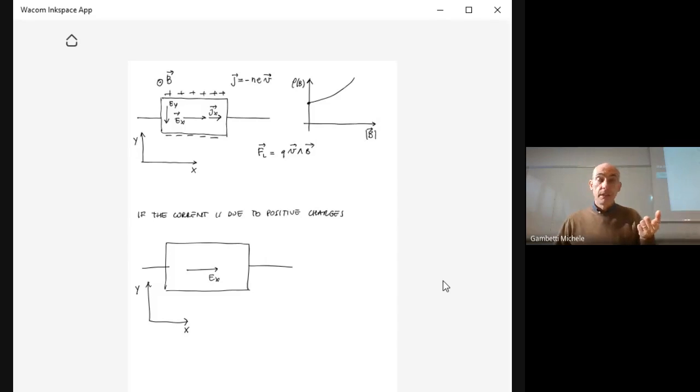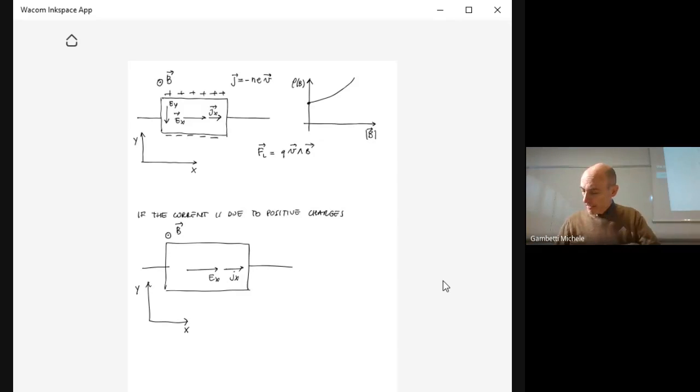In this case, if the current is due to positive charges, Jx is always to the right, because the electric field forces the positive charges to go in the same direction as the field. So Jx is always like this. At this point, again, we apply the Lorentz force. Jx is to the right, the B is out of this plane, so the force is downward.